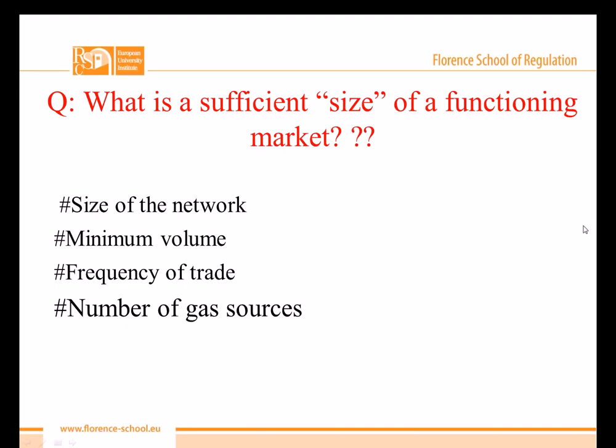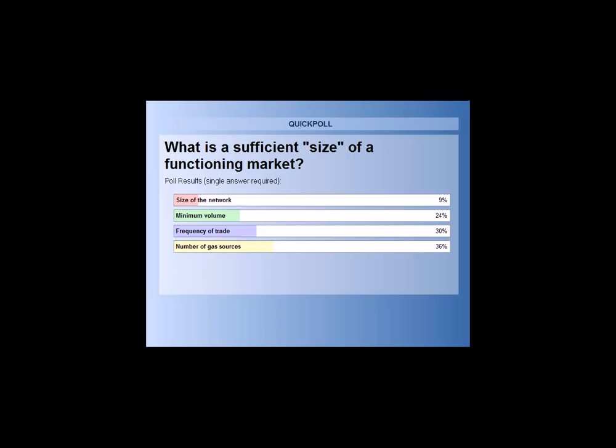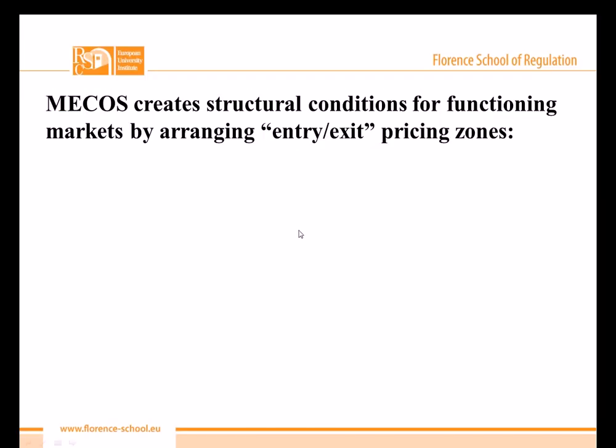We are getting 60% maximum volume and number of gas sources, and 40% size of the network and frequency of trade. You already know that my own vision is not binding, and we will look at the way I do see it.